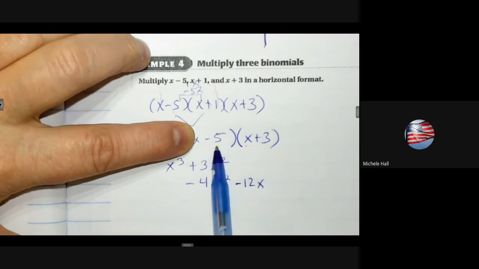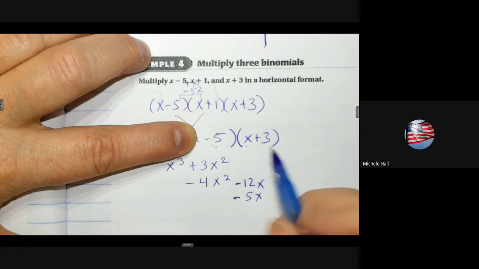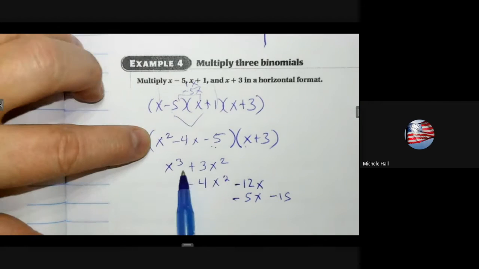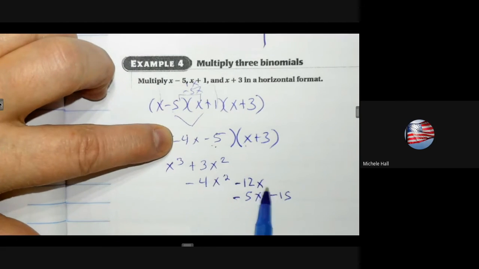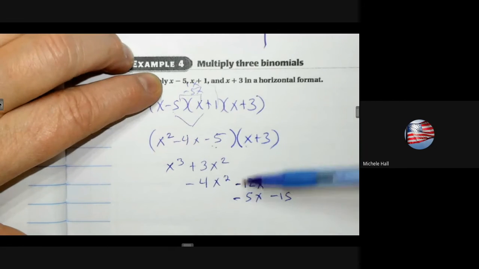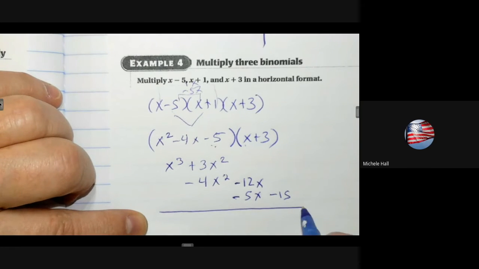Moving on to negative 5. Negative 5 times x is negative 5x. Putting it in the x column. Negative 5x. And then negative 5 times 3 is negative 15. Notice how I kept each one of these lined up horizontally. Here was my first term that I multiplied, my second term, and then my third term. But I could also see where I was putting them in the correct columns to make it easier at the end. And you just add up your columns.